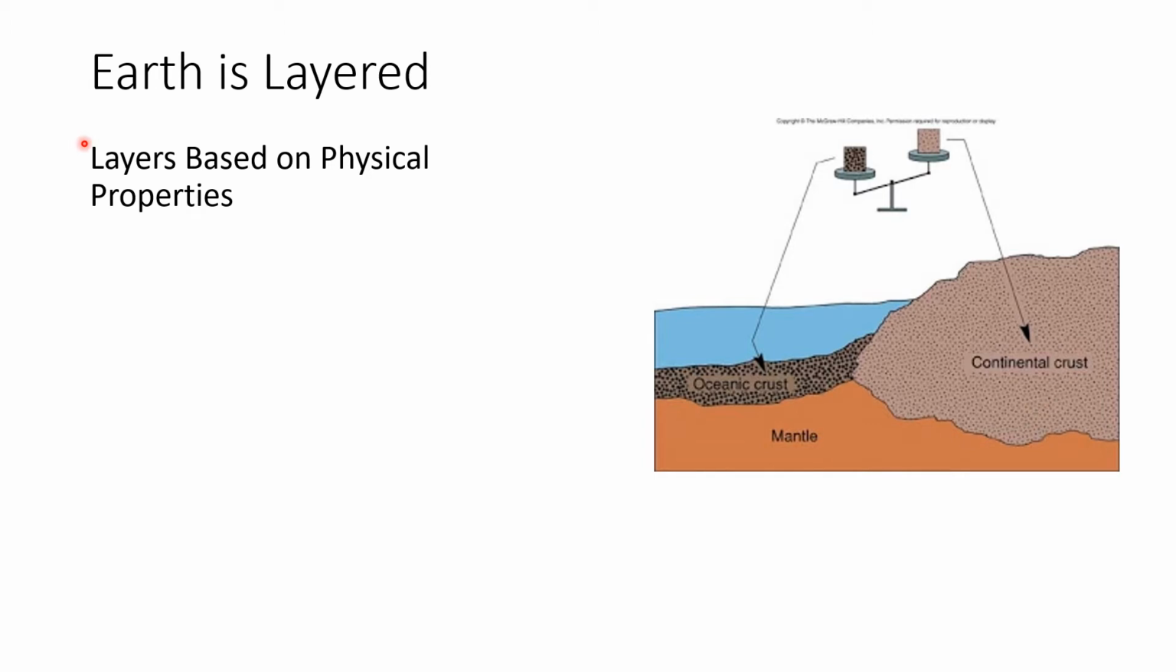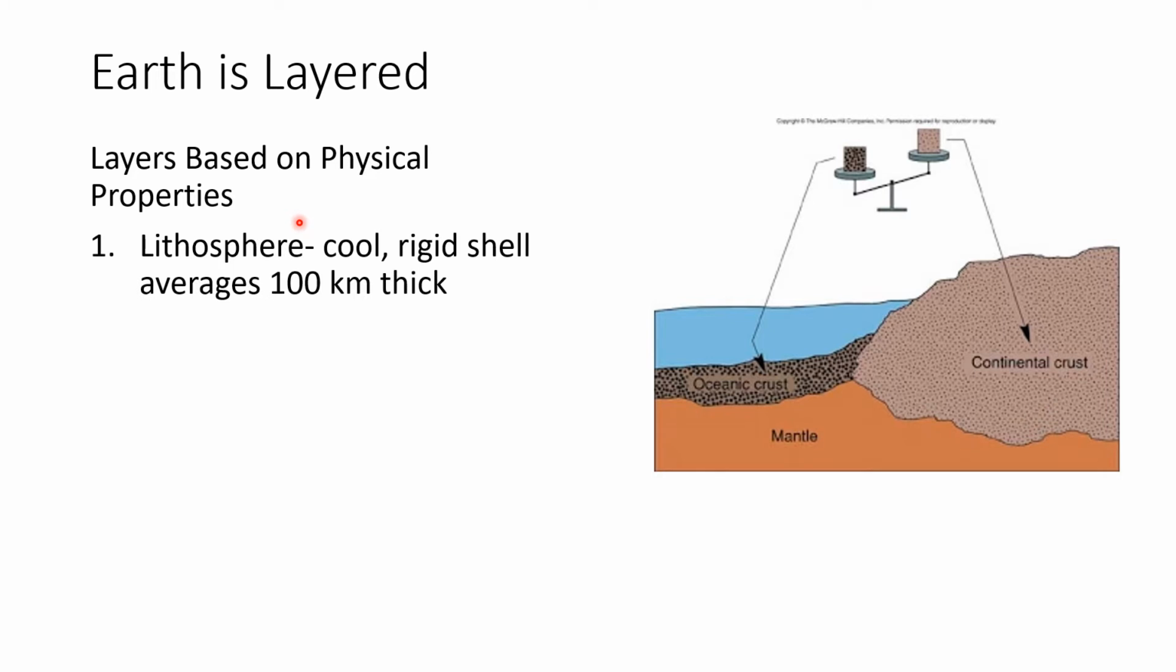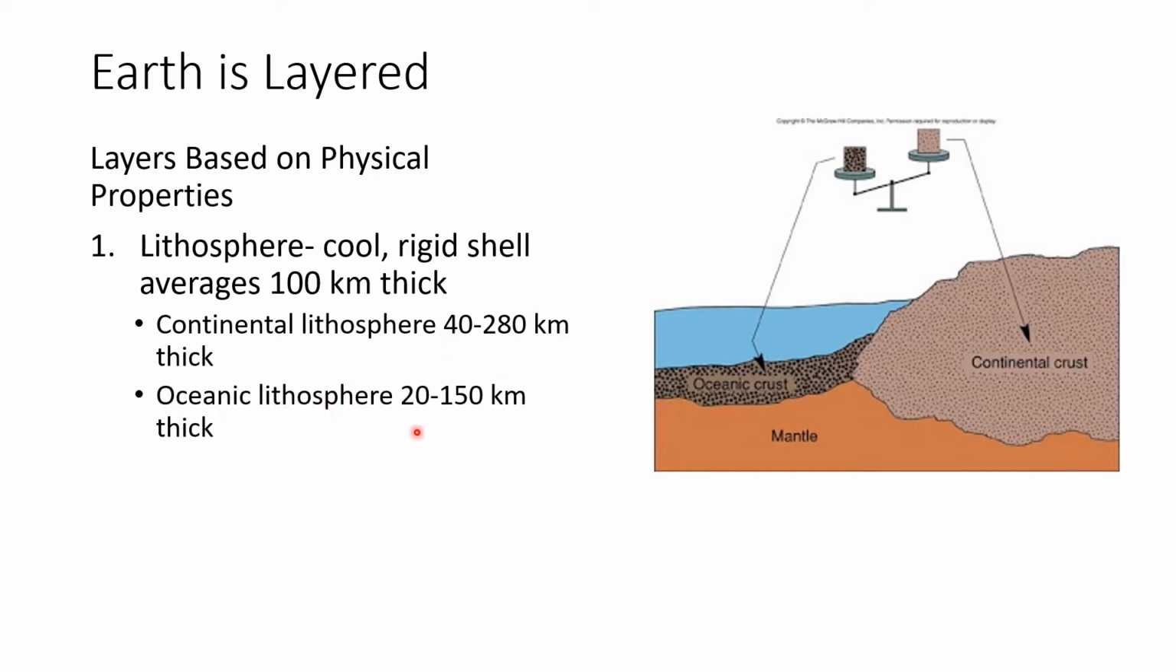Another way that we can describe the layers of the Earth is based on their physical properties. So if we do it this way, the first layer on the outside is called the lithosphere. It's a cool, rigid shell that averages about 100 kilometers in thickness. However, some portions are much thicker or thinner. For example, continental lithosphere averages between 40 and 280 kilometers in thickness, whereas oceanic lithosphere averages from 20 to 150 kilometers in thickness. So you can see continental lithosphere can be quite a bit thicker than oceanic lithosphere.